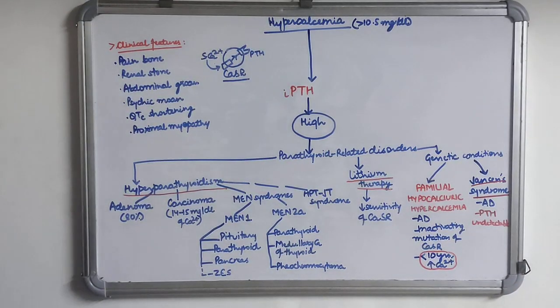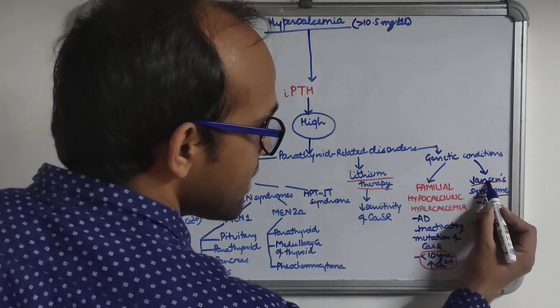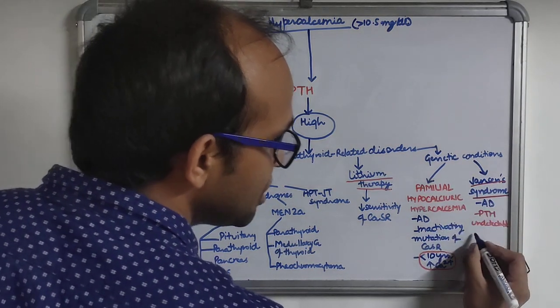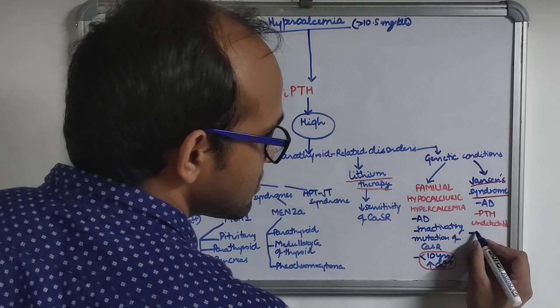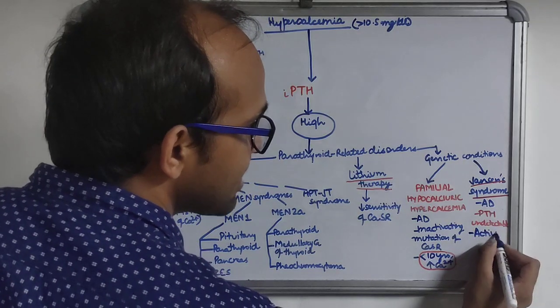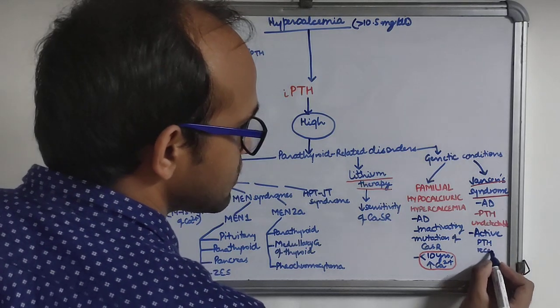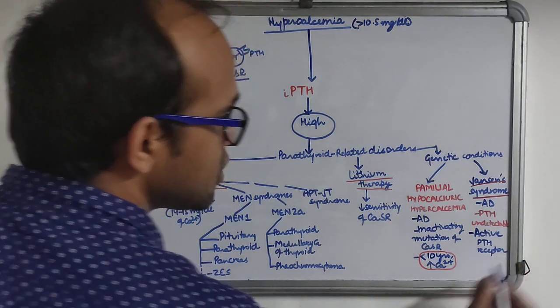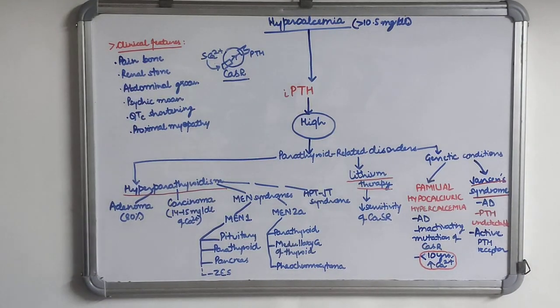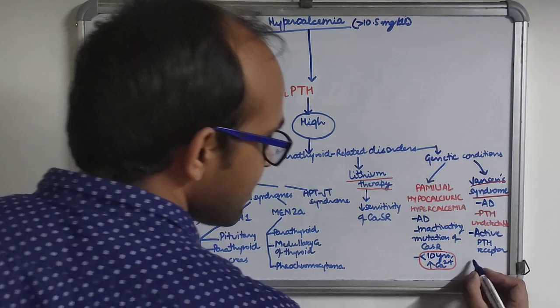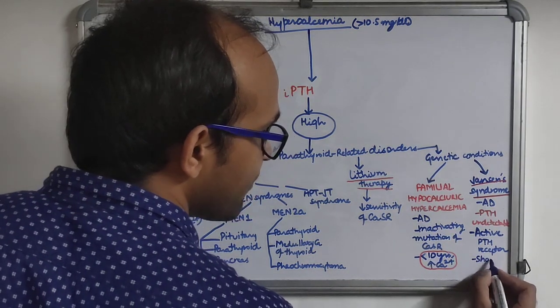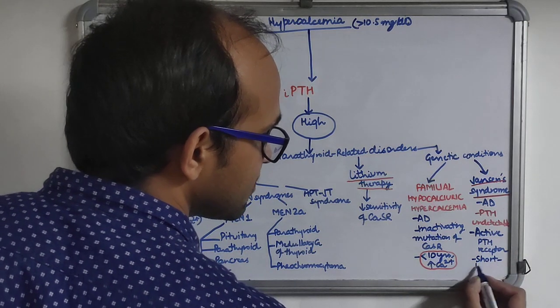So in Jansen syndrome, the primary pathology is a constitutively active parathyroid receptor. So even in the setting of very low PTH levels, because there is a constitutively active PTH receptor, it results in a hypercalcemic state. And there is short-limbed dwarfism associated with it.